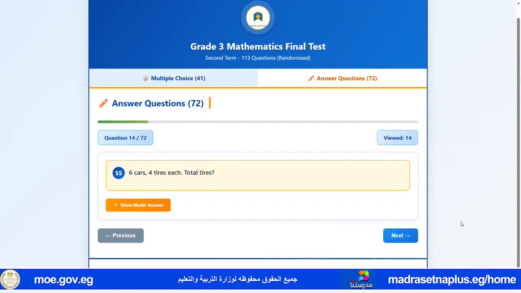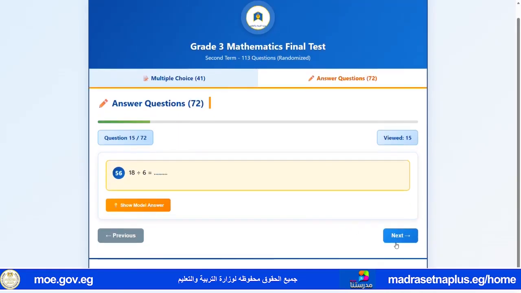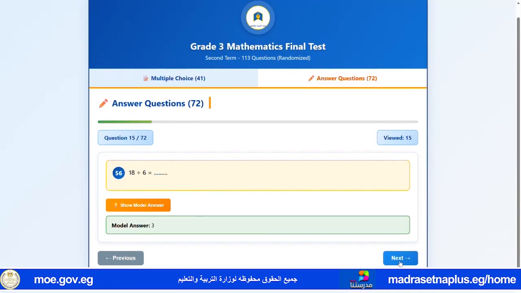6 cars, 4 tires each. If we have 6 cars, you can count how many tires are on each car. There are 4. So the total number of tires, yes. This is not a complete problem. This is the main idea of it. 6 times 4 will be 24. Easy. 18 divided by 6 is 3.